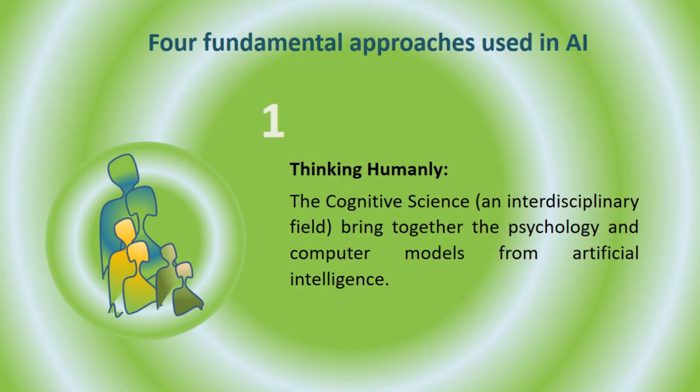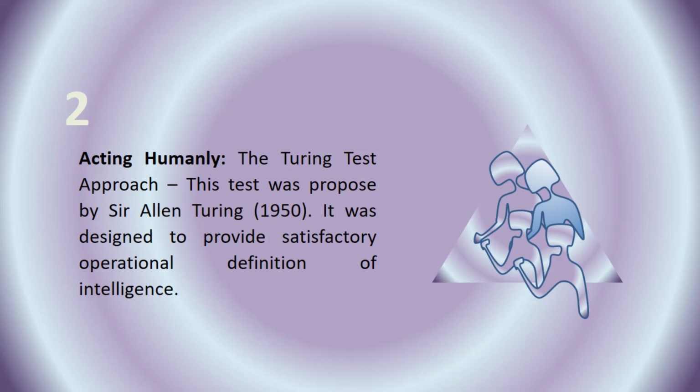Number 1 is thinking humanly. The cognitive science and interdisciplinary field bring together the psychology and computer models from artificial intelligence. The psychology defines precise and testable theories of the working of the human mind, and the artificial intelligence converts the same, that is the functioning of the human mind, into computational models. Thus, we wish in AI that the machine must possess the working process of the human mind in its totality, which is yet to be achieved.